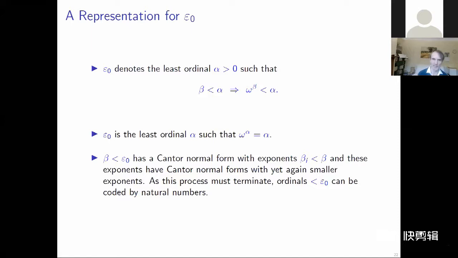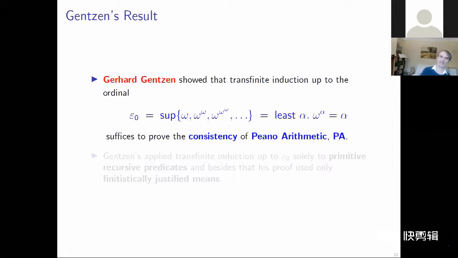And since this kind of decomposition into Cantor normal forms has to terminate after finitely many steps, you see that these ordinals can be coded in the natural numbers. So the ordering on epsilon 0 can be coded as an ordering on the natural numbers. And if you look at this kind of representation from a computational complexity point of view, it turns out that these representations have very, very low computational complexity.